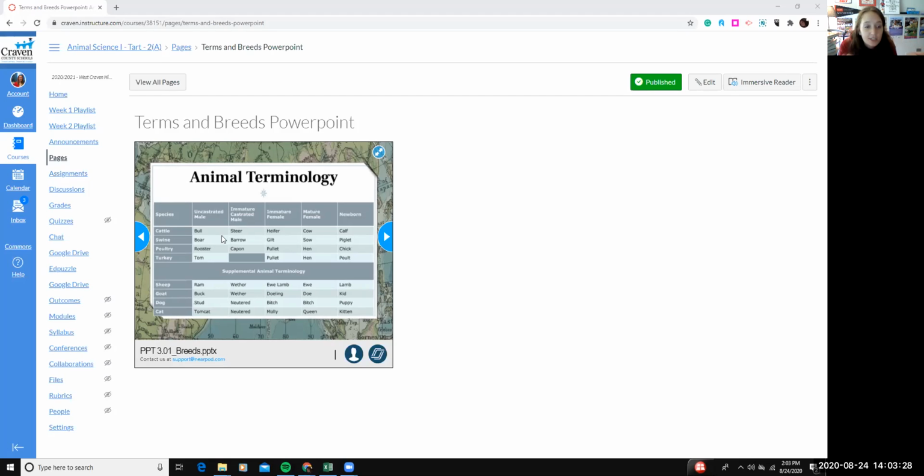And so it's pretty much the same thing in animals. There's a little bit of difference because when we talk about males, some of them are going to be castrated. So hopefully, if you don't know already, you will learn that castrated means they are no longer intact. They no longer have their testicles. They can no longer reproduce. And so that's what castrated means.